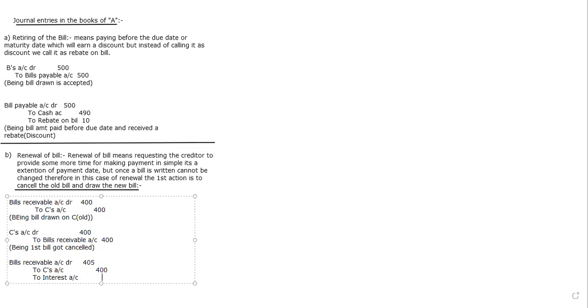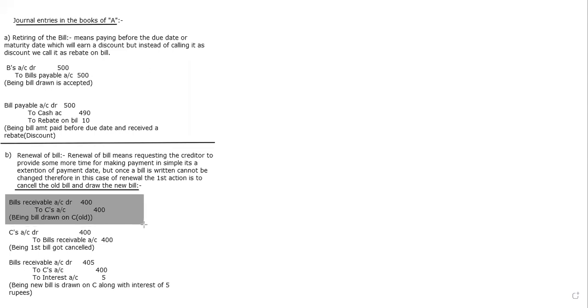If it is not clear, even if you don't directly write interest, you should write it in the narration, like this: being new bill is drawn on C along with interest of 5 rupees. Is this clear?